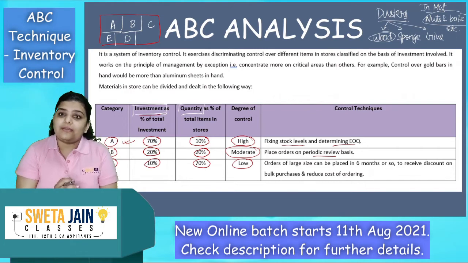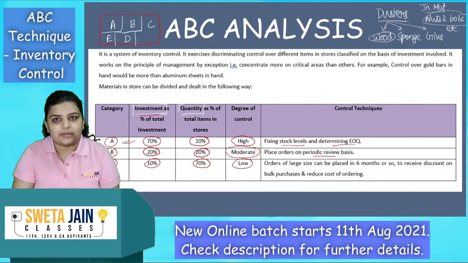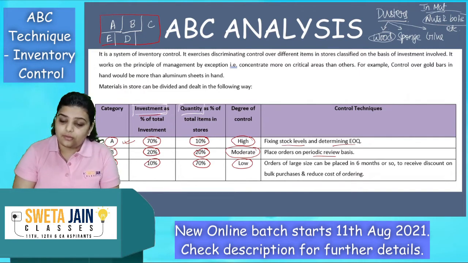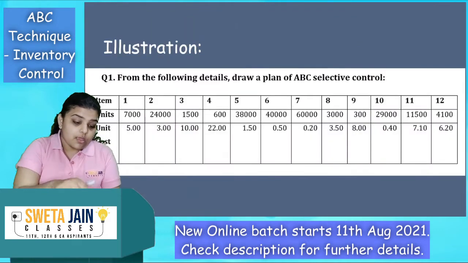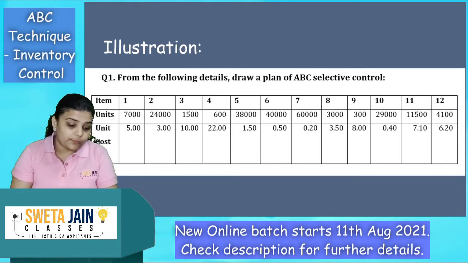Now, going ahead, I'm going to solve a question on your ABC control, and I'm going to show you how you can categorize the goods into A, B and C category. So let us start with the illustration. This is a question which is also there in my book. This question I'm going to solve in front of you.